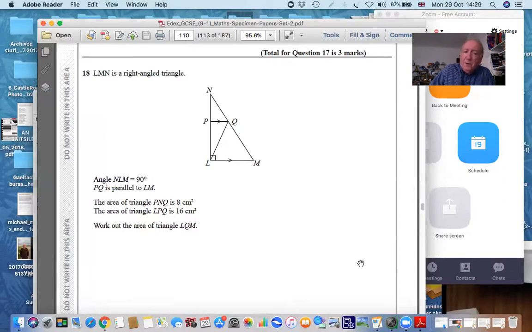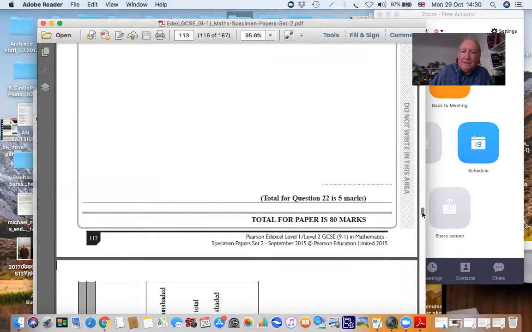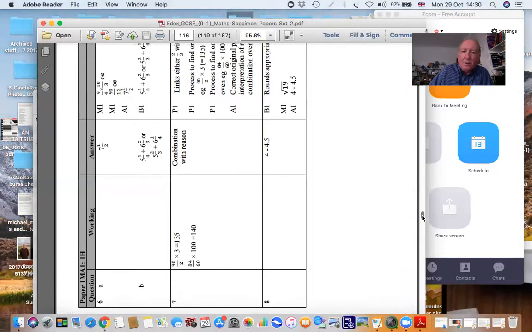So he tells us two areas, and then he says, work out the area of triangle LQM. Yikes. Tells us two areas, and wants us to work out a third one. Not very helpful at all. So we've got some figuring out to do there. But like I said earlier, all we've got to do is go and look at the mark scheme, and we will be fantastically well equipped to go to question 18.